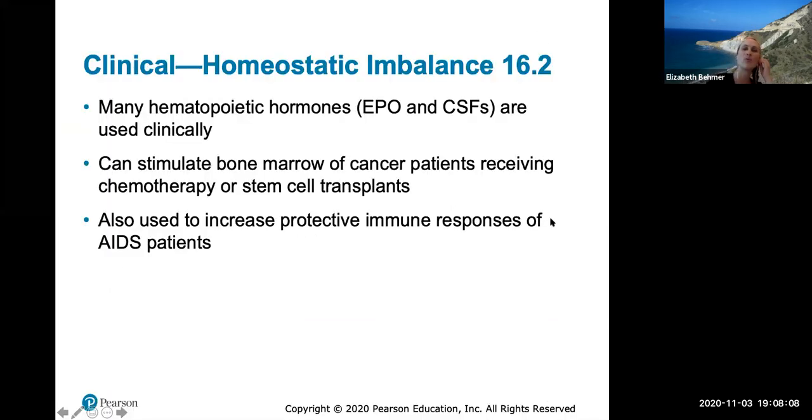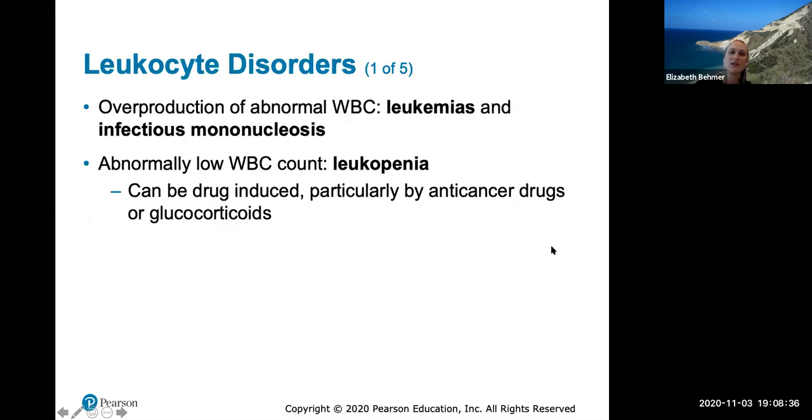So many hematopoietic hormones are used clinically to stimulate bone marrow. Such as erythropoietin or colony stimulating factors are what will start this blood cell formation of the white blood cells. These will help stimulate bone marrow of cancer patients receiving chemotherapy or stem cell transplants. So these hormones are used clinically for that. They're also used to increase protective immune responses of AIDS patients.